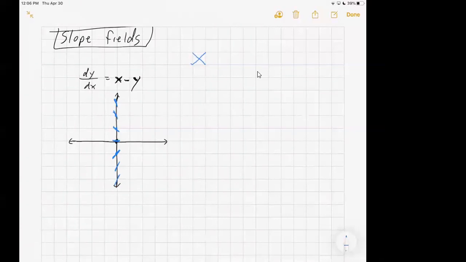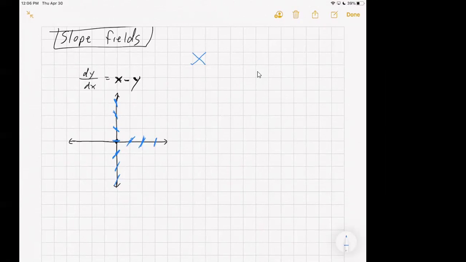All right, now let's go over to (1, 0). So we're just sort of stepping our way through the graph. If we go to (1, 0), well, x is 1 and y is 0, so that would have a slope of positive 1. Let's go over to (2, 0). That would have a slope of positive 2. And (3, 0) would have a slope of positive 3. Maybe my 2 was a little bit too steep. Okay, so you can see the slope gets steeper and steeper as we go to higher and higher x values.